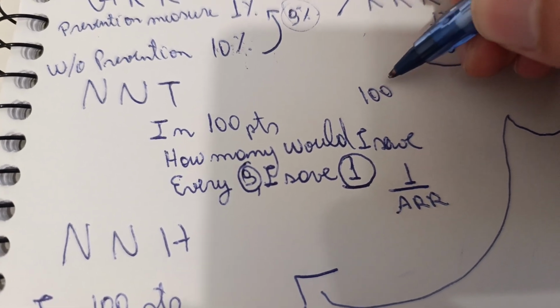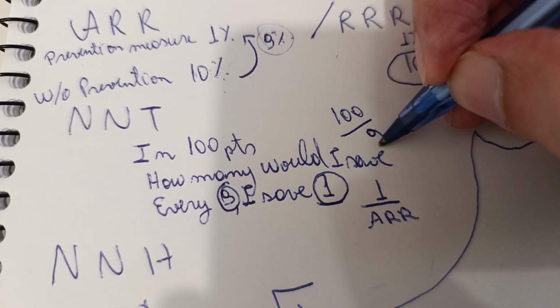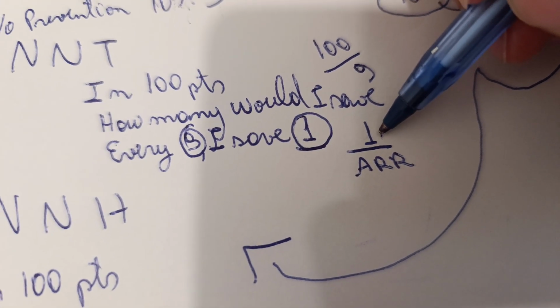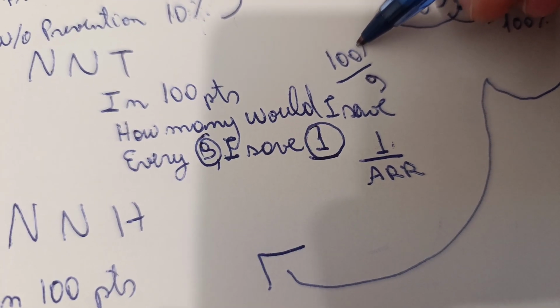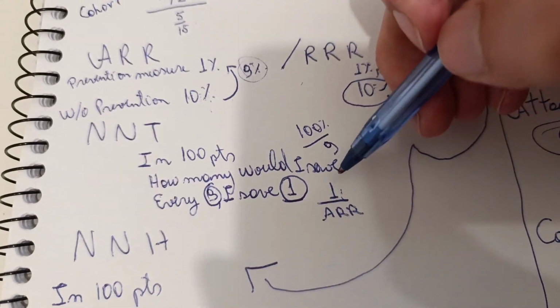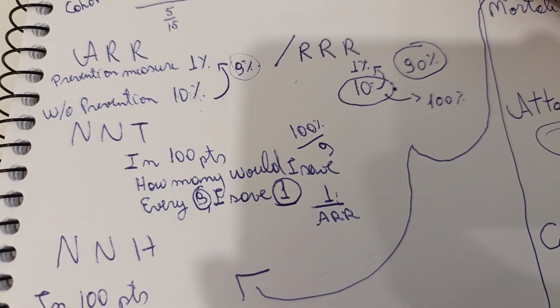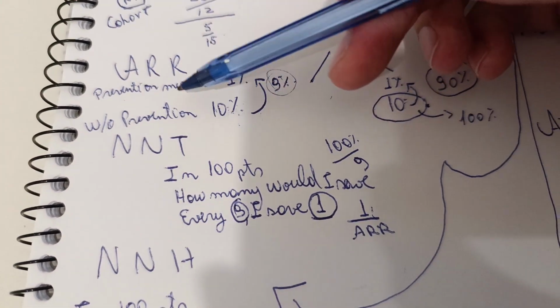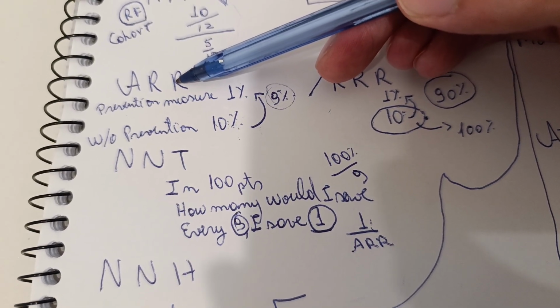100 divided by 9. And you can also do, because 100% is 1. So the idea here is every 9 you save 1. So this is why NNT is inverse to ARR.